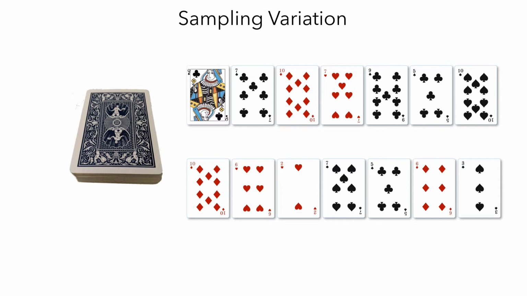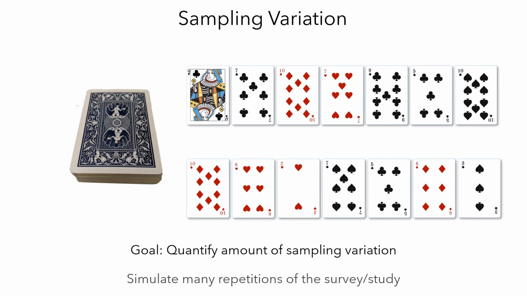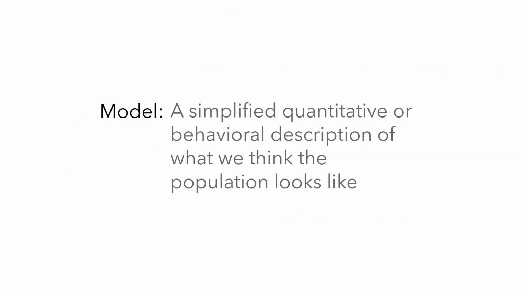In order to investigate your friend's cards, we need to quantify the amount of sampling variation. And the way we do this is by simulating many repetitions of the survey or study. This simulation involves making a model for the population. A model is a simplified quantitative or behavioral description of what we think the population looks like. This sounds a little complicated, so let's look at an example.